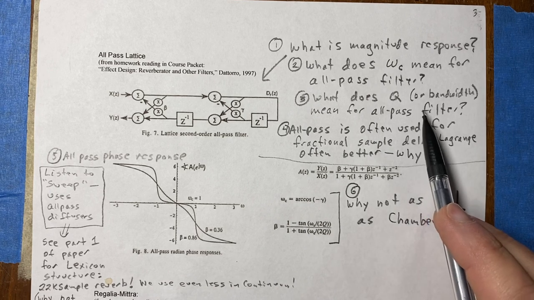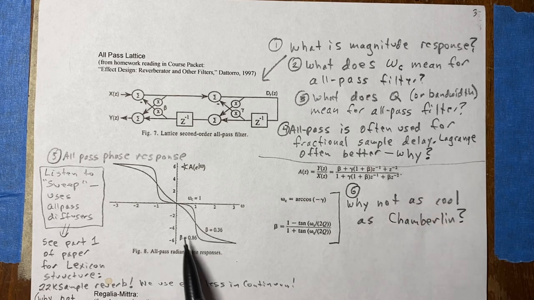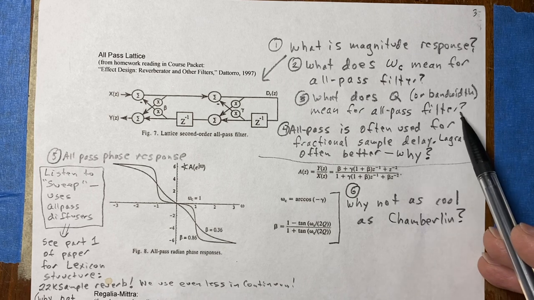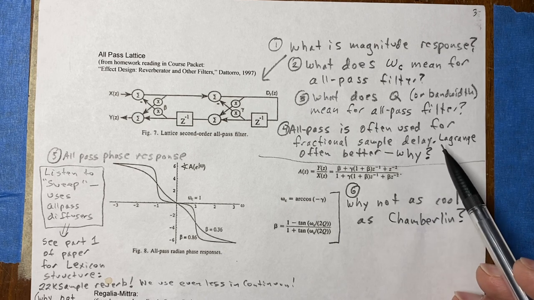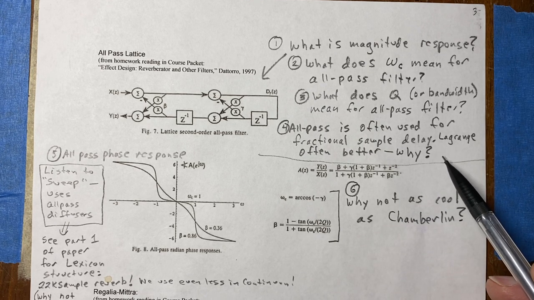What does the Q or the bandwidth mean? Well, it means how steep is it, right? So here's a steeper change and a less steep change, higher and lower bandwidth, lower and higher Q. Okay, so an all-pass filter is often used for fractional sample delay.